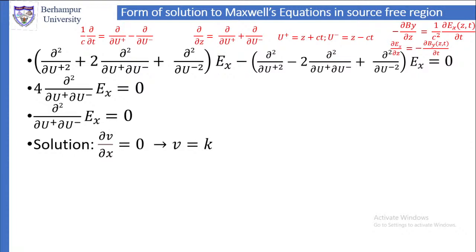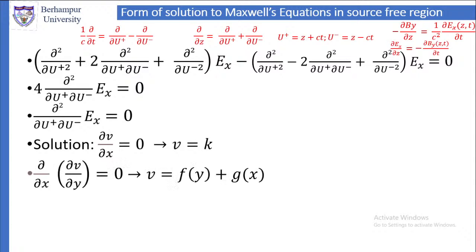So suppose v is a function of x, and v is any function. So we have ∂v/∂x is equal to 0. This is the condition given to us. If this is a condition given to us, this implies that v is a constant. So v is a constant k.